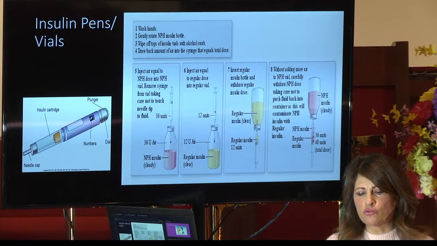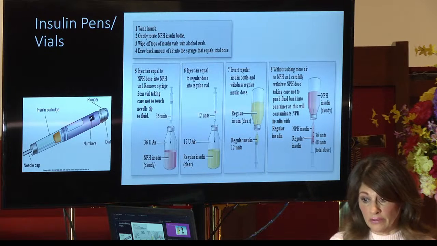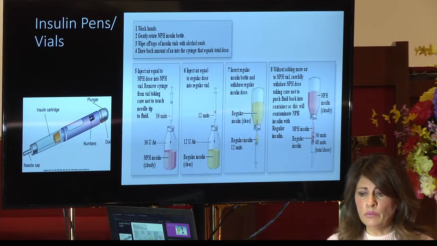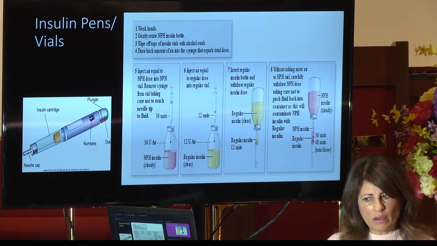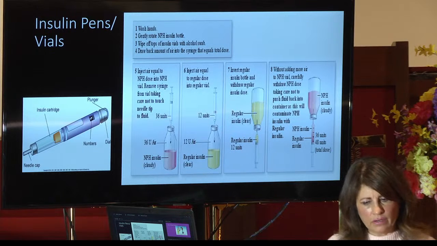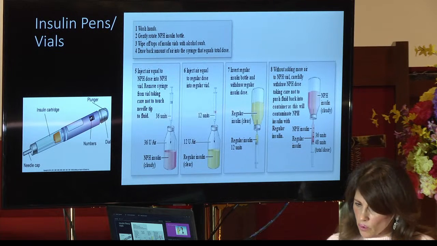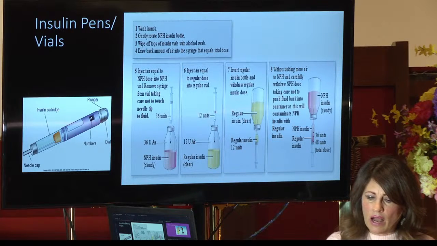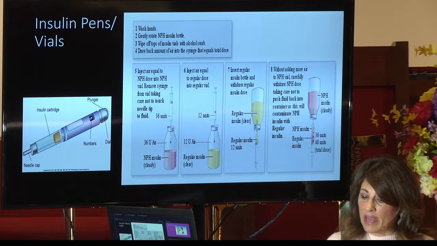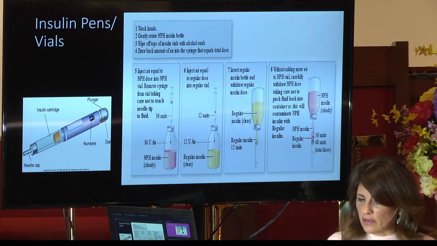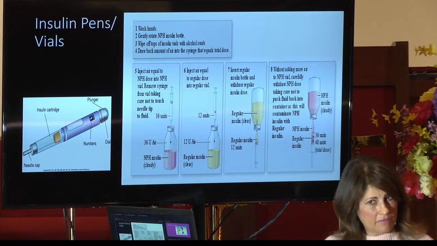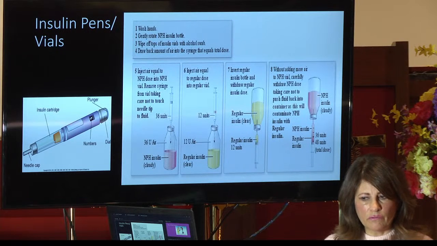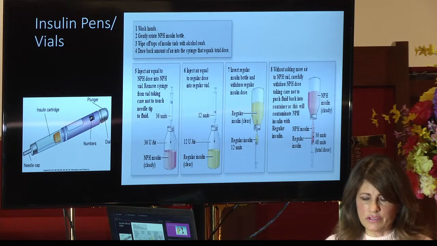So insulin can be drawn up through a vial. These are vials. We do those in the hospital, but they could be at homes. Older people have done this before on their own. Insulin can be drawn up and given through a pen, syringe, and through a pump. Generally, you see them at home in a pen form. Some people have pumps, but they're various. These are all different ways that insulin can be given.